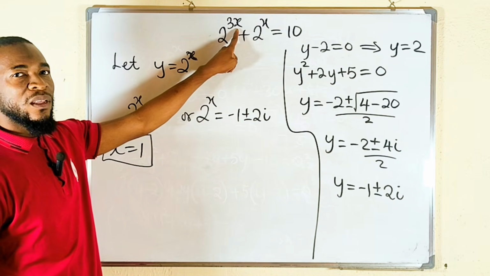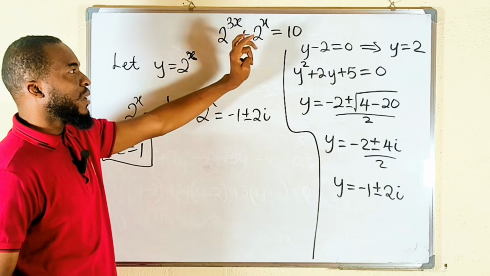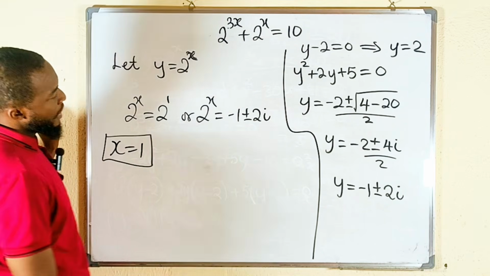3 times 1 is 3. 2 to the power of 3 is 8. 2 to the power of 1 is 2. 8 plus 2 is 10. Yes. What about this one?